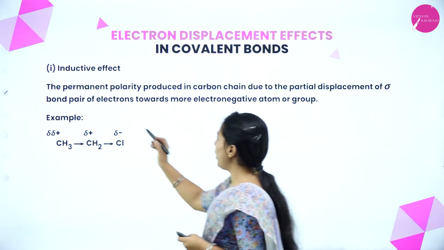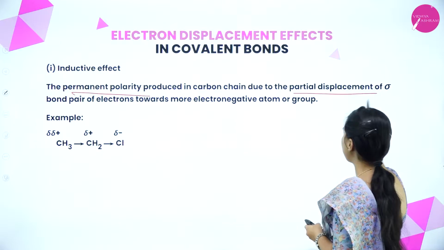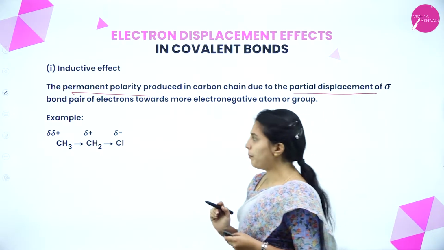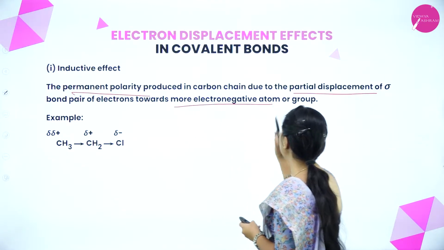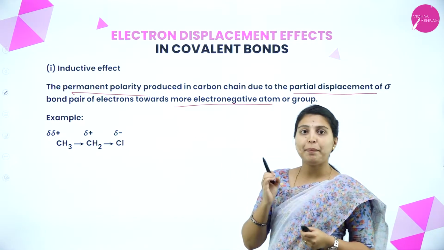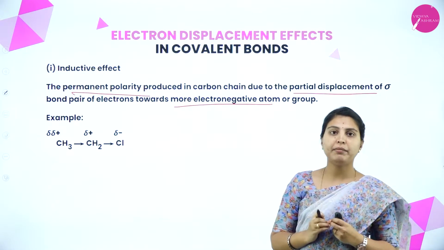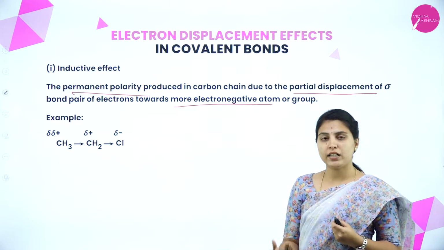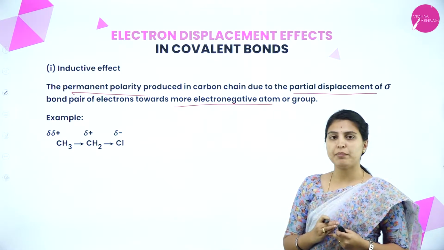The permanent polarity produced in a carbon chain due to the partial displacement of sigma bond pair of electrons towards more electronegative atom or group. Here, permanent polarity will take place in the carbon chain. Permanent polarity means it will not be reversible.